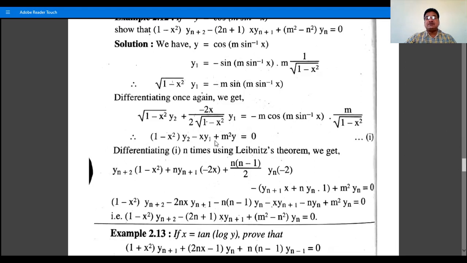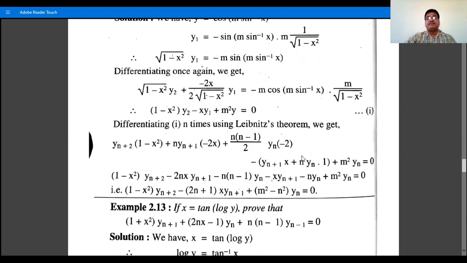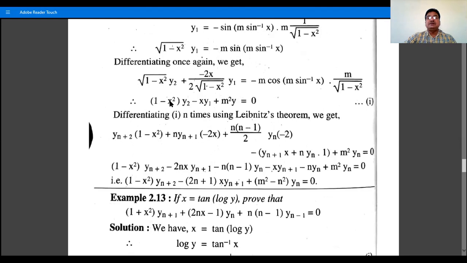Now differentiate this equation star n times using Leibniz theorem. So we have to use the Leibniz theorem. What is the Leibniz theorem? The first term is nC0, that is 1, un. Here y2 is u, and 1 minus x square is v. So y2 is a continuously differentiable function, while 1 minus x square is not. So denote the continuously differentiable function by u, and this 1 minus x square as v, and then apply the Leibniz theorem.